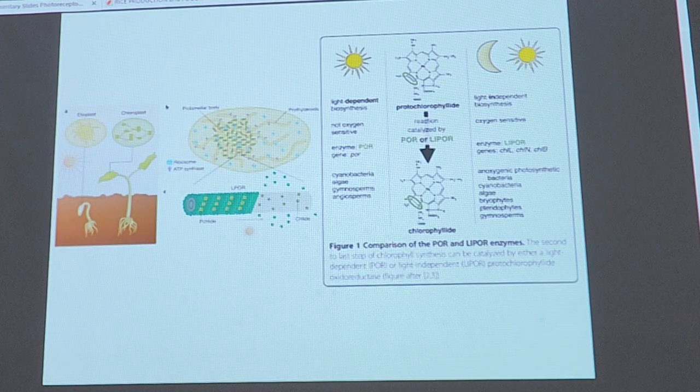Is it required the whole time? Maybe not. It's just to give the signal to the plant: I know this thing is present now, I can proceed.